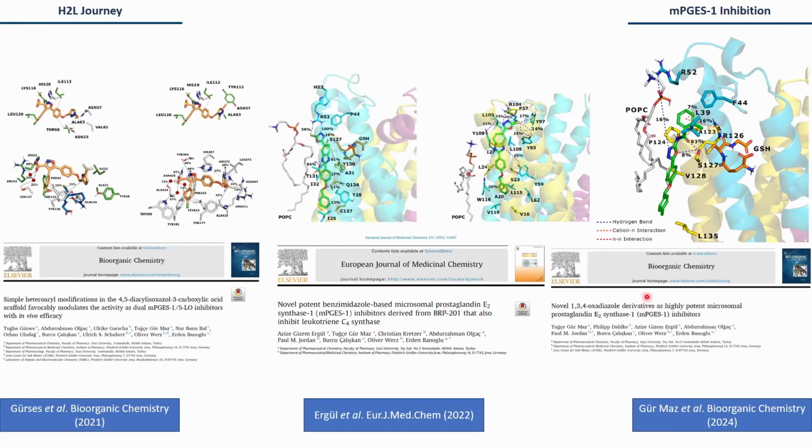In another work, we developed oxadiazole derivatives, and these groups were also active against mPGES-1, and we included an amide group here briefly, and this group was acting on a serine residue, which is important for its activity. And by this hydrogen bond, we were able to obtain more potent compounds in the series. This work is published in Bioorganic Chemistry.